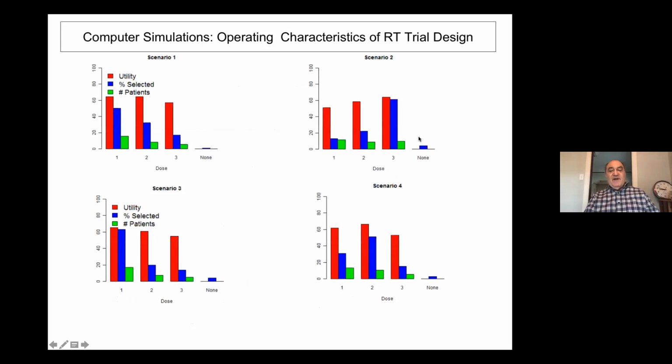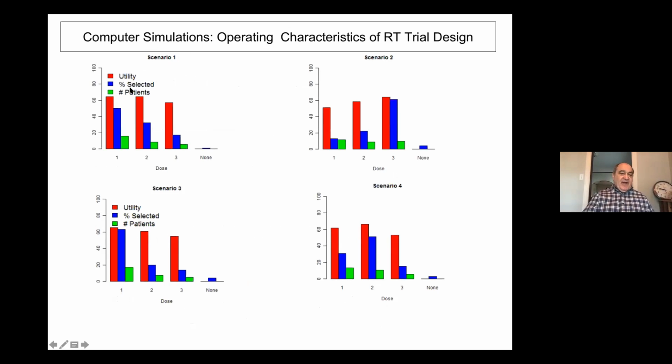And here are results of a simulation study. We always simulate these designs because you don't know how they're going to behave. This is something along the lines of somebody giving you a size of 0.05 and a power of 0.80 in a test of hypotheses. This is much more structured. Here I'm simulating the trial under a bunch of different scenarios.